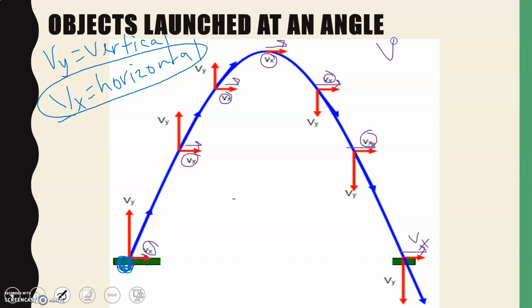So that means our Vx, or our horizontal velocity, is constant, right? It is constantly going to the right and about that size. So same size, same direction.